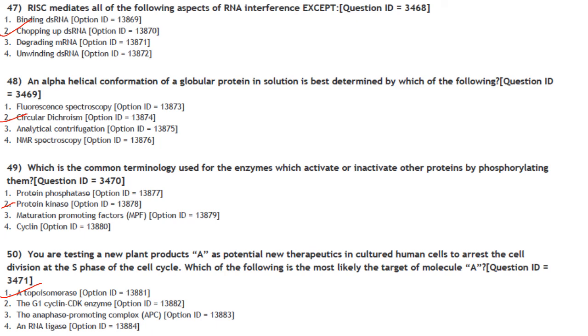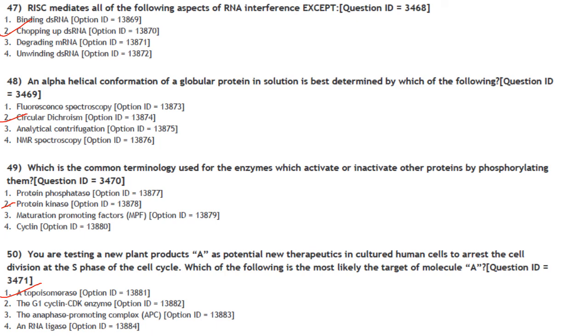Then next one. An alpha helical conformation of a globular protein in solution is best determined by which of the following? It is circular dichroism. Answer is option 2. Then which is the common terminology used for enzymes which activate or inactivate other proteins by phosphorylating them? So it is kinase activity, protein kinase. Answer is option 2.